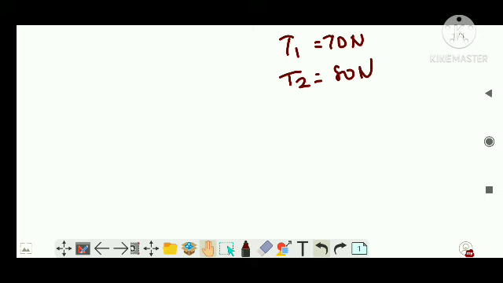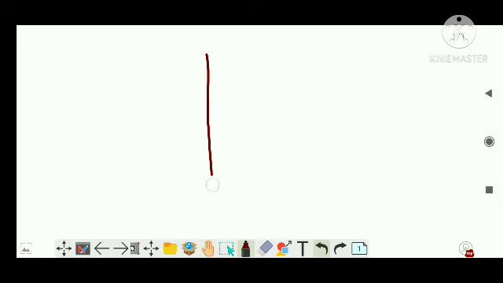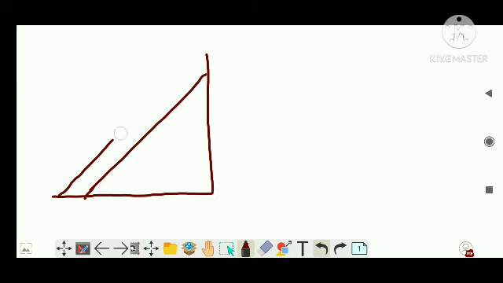Now a common type of question which is asked is ladder type problems, right? So let's move on with the ladder question. This is actually there in your textbook even. So this is a wall, right? Suppose you are having a ladder like this, right? Now let's say this is a rough surface, right?